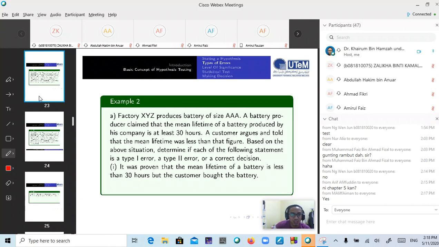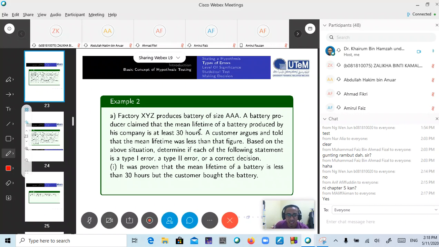Okay. So look at the example. A factory XYZ produces batteries of size AAA. A battery producer claims that the mean lifetime of a battery produced by his company is at least 30 hours.